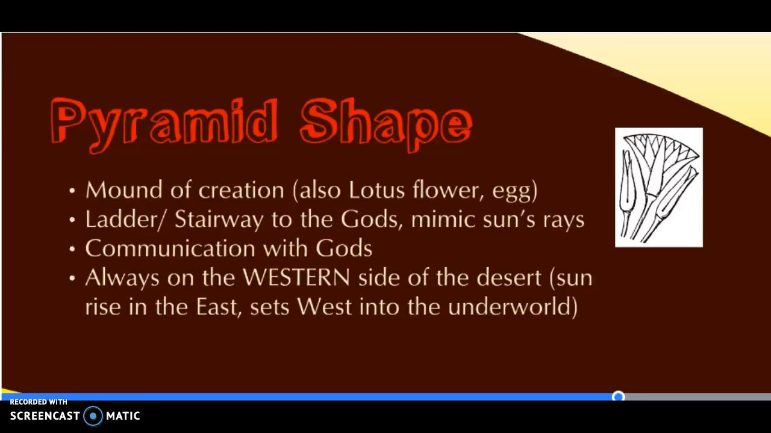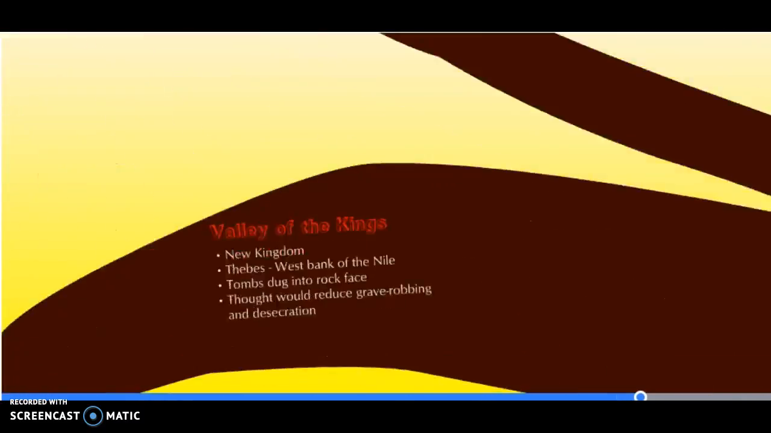Another important thing is that pyramids, burial tombs, chambers, they were always on the western side of the Nile, always on the western side of the desert, because the sun rose in the east and set in the west into the underworld. And they make that constant cyclical journey. The sun, the god Ra, goes from the east to the west, and then he is reborn in the afterlife, and then cycles from the west to the east in the afterlife. So it was very important that as you died in the west, so you could follow Ra into the afterlife.